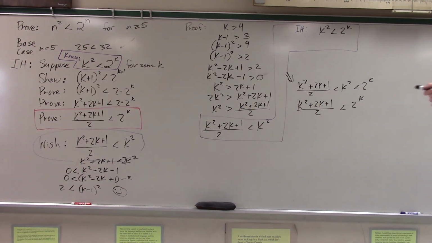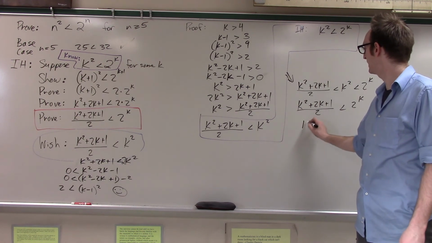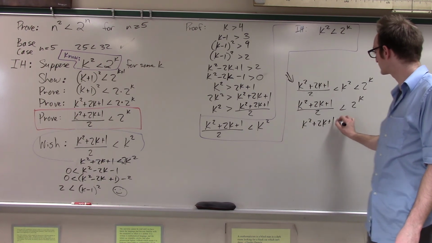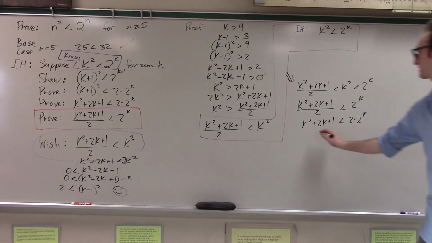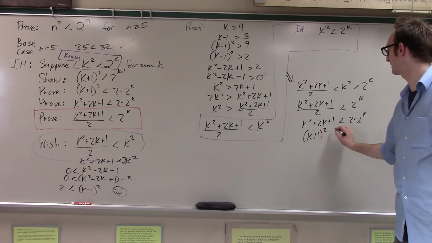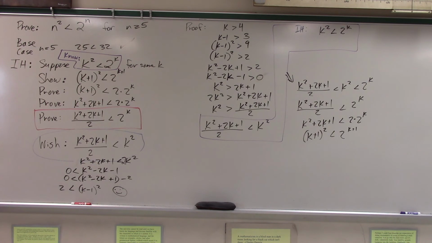And now looking back, notice I've now proved the thing that I said, the thing in the red box that I wanted to prove. And why did I want to prove that thing in the red box? We still have a couple more little things to do. Multiply both sides by 2, he says. So we get k squared plus 2k plus 1 is less than 2 times 2 to the k. And this just is k plus 1 squared is less than 2 to the k plus 1. And now this completes the inductive step.